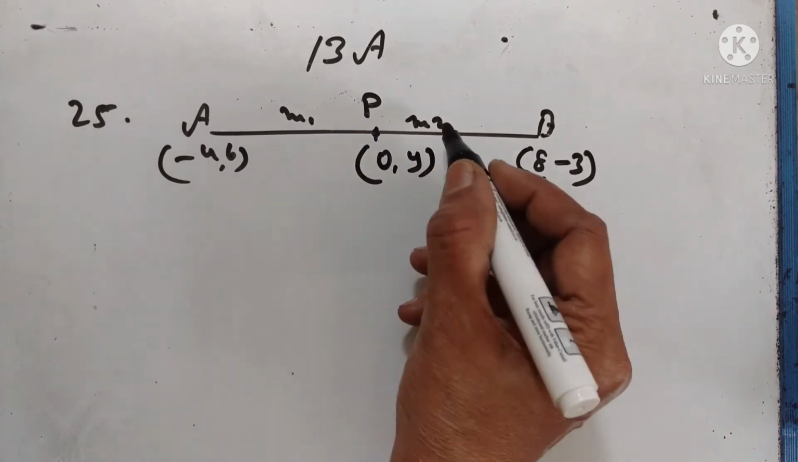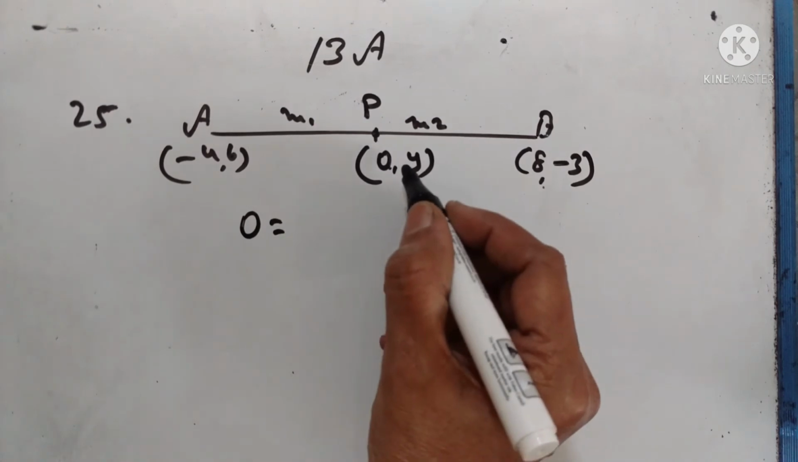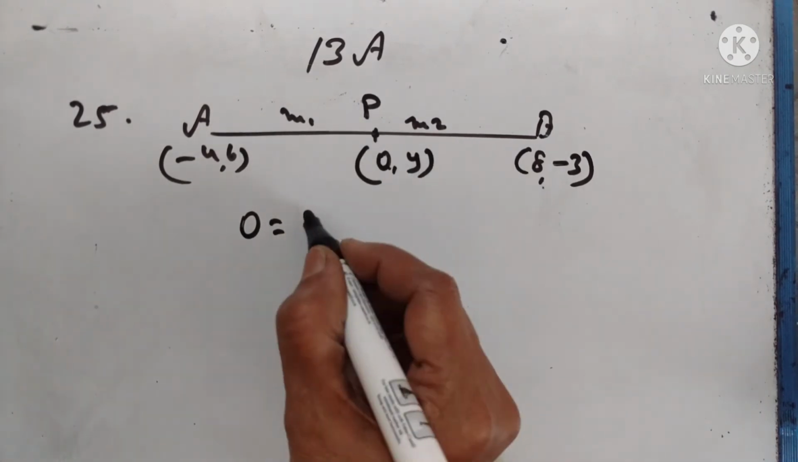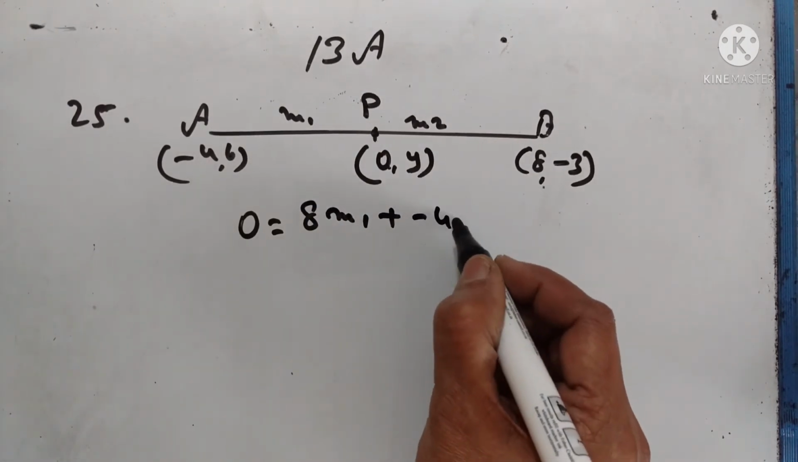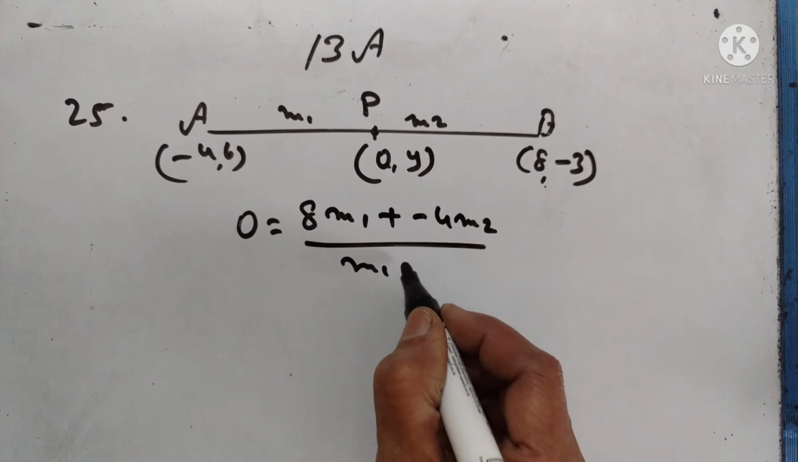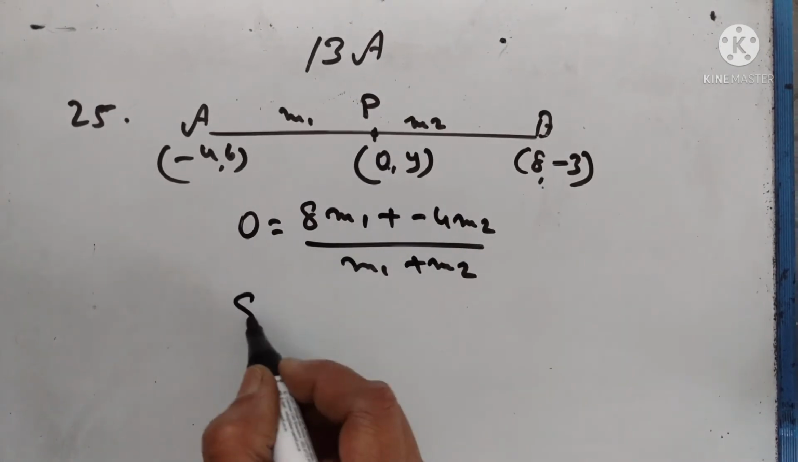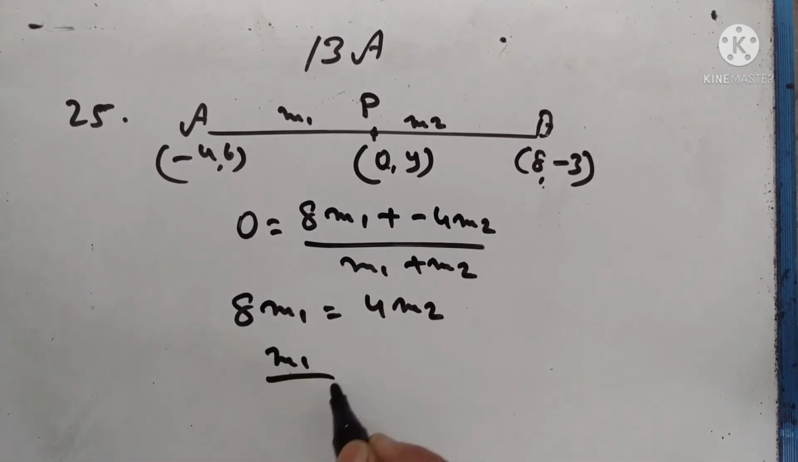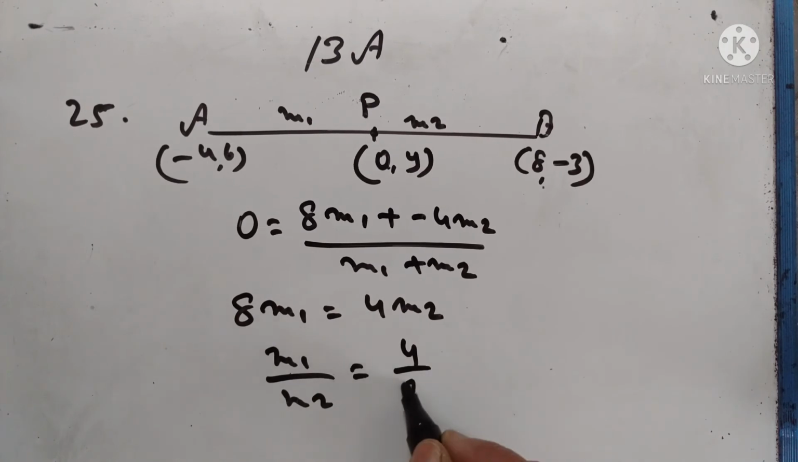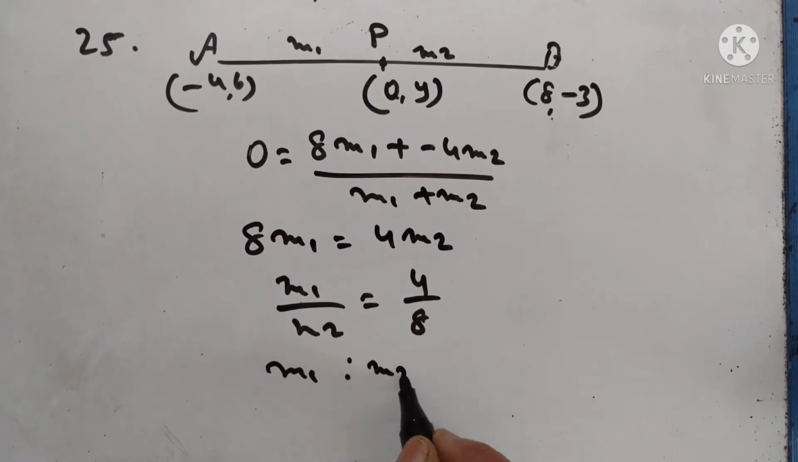Let us find the ratio M1 is to M2. So 0, that is x, is equal to (M1 into x2, 8m1, plus m2 into x1, -4m2) upon (m1 plus m2). It is 0. 8m1 is equal to 4m2. So m1 upon m2 is equal to 4 upon 8, that is 1 upon 2. So m1 is to m2 is equal to 1:2.